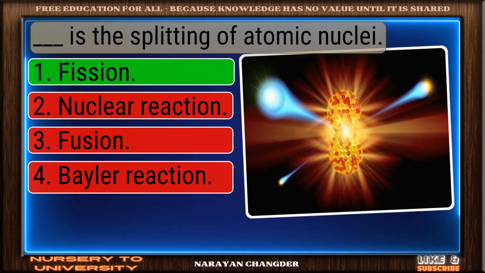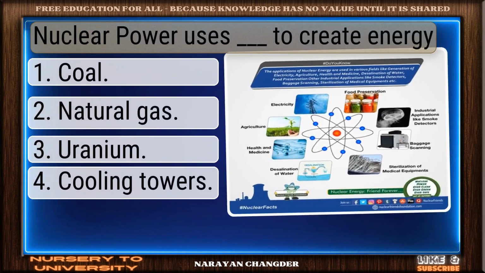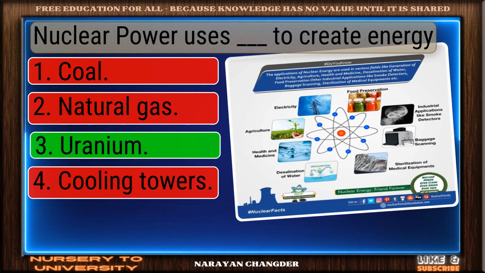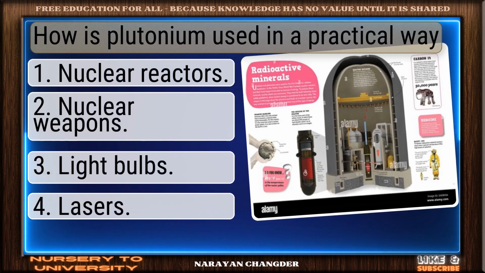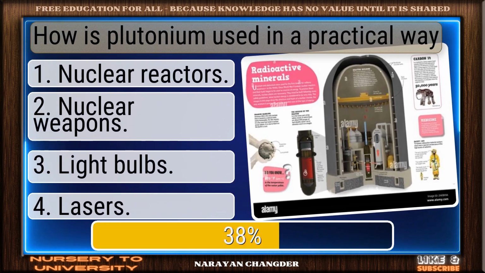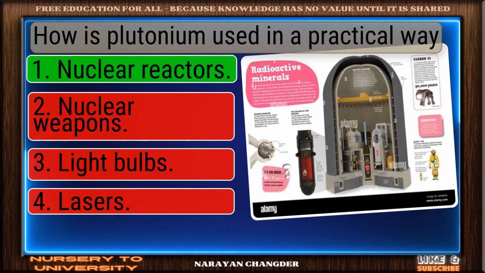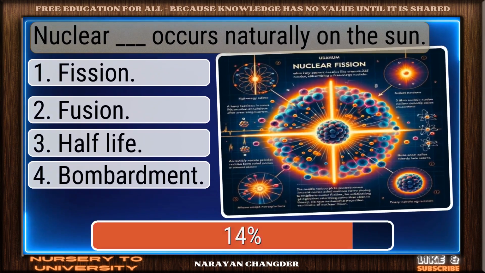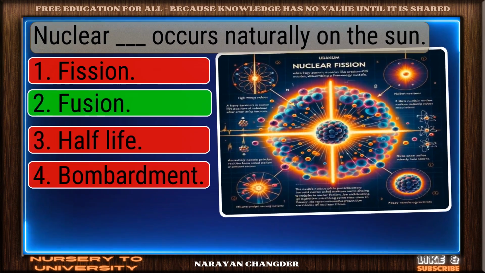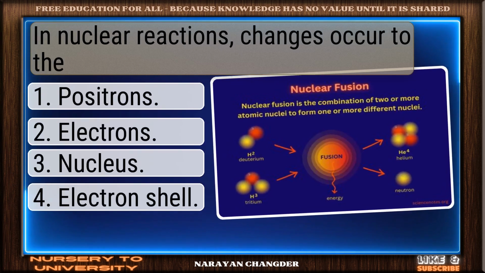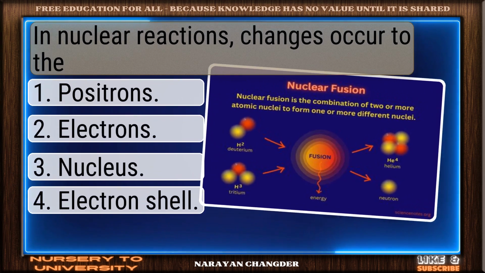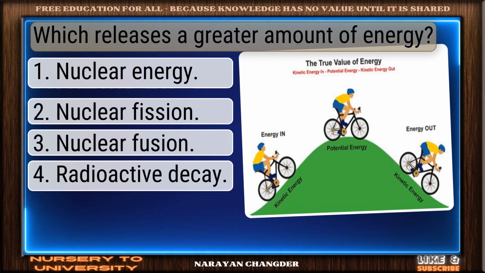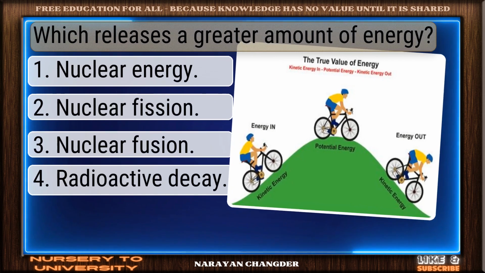Fission. Nuclear power uses dash to create energy. Uranium. How is plutonium used in a practical way? Nuclear reactors. Nuclear dash occurs naturally on the sun. Fusion. In nuclear reactions, changes occur to the nucleus, which releases a greater amount of energy.